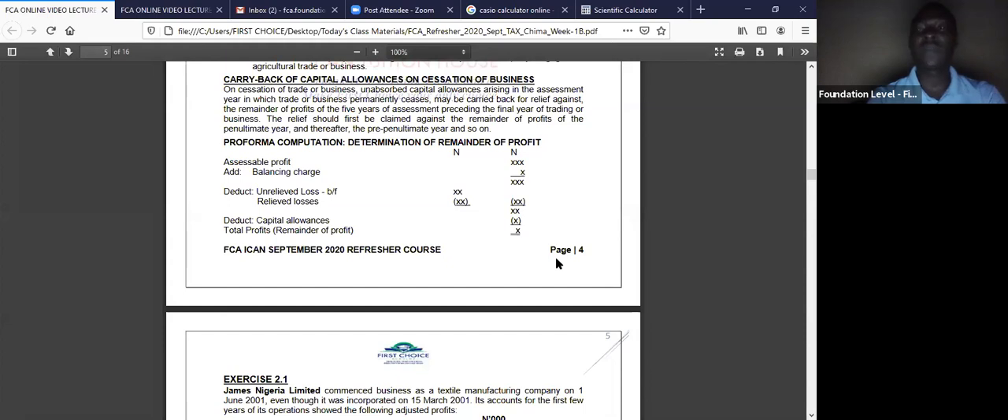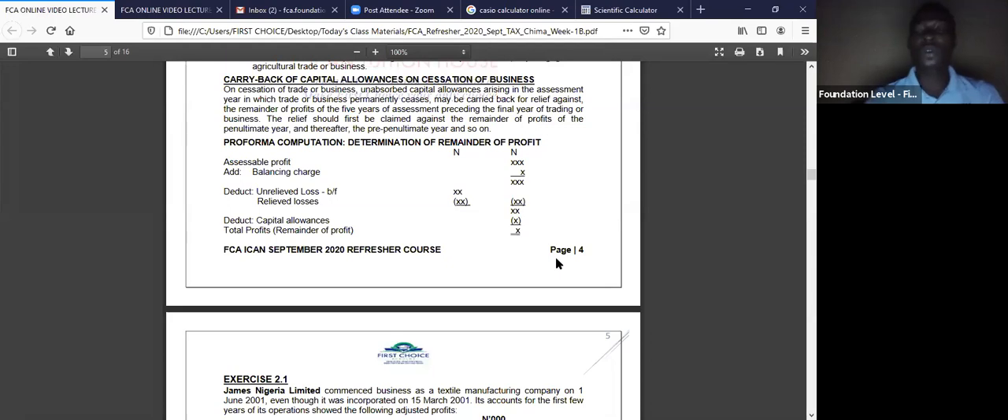Okay, student is back. So we are saying that for carrying back of capital allowance on cessation of business, you have 5 years to carry them backward from the penultimate year. So if after carrying them backward from penultimate year 5 years back and it still does not solve your problem, then you cannot take it to the sixth year backward. That means anything that is left is seen as permanently lost.